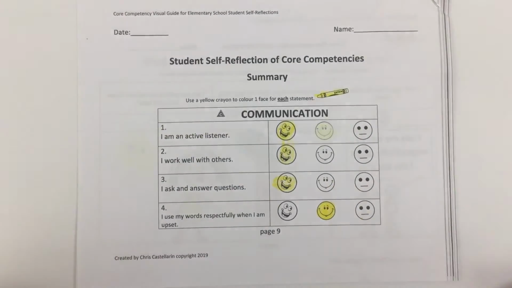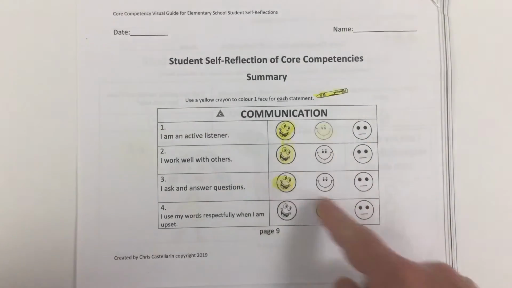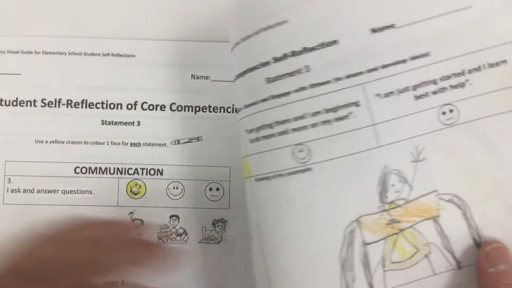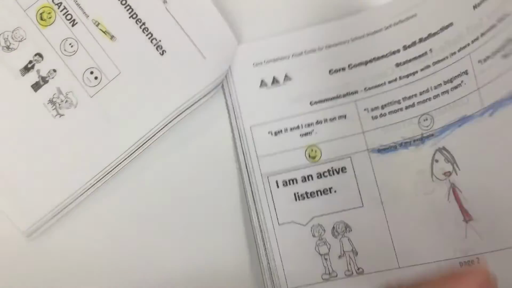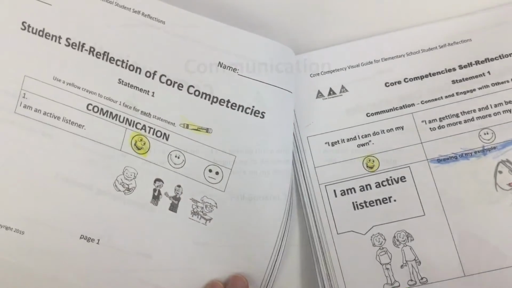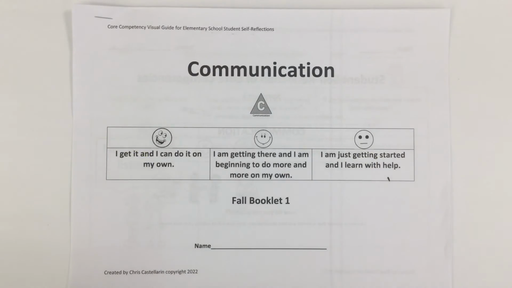And you can see here on the back on her summary page, she's chosen her 4 faces, which actually match the faces that she chose inside her workbook here as well. This particular book was actually completed by a kindergarten child in my class. And that's a look at the PDF format for the student core competency self-reflection workbooklets.